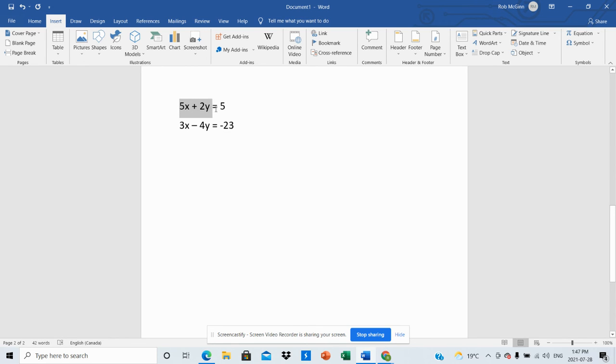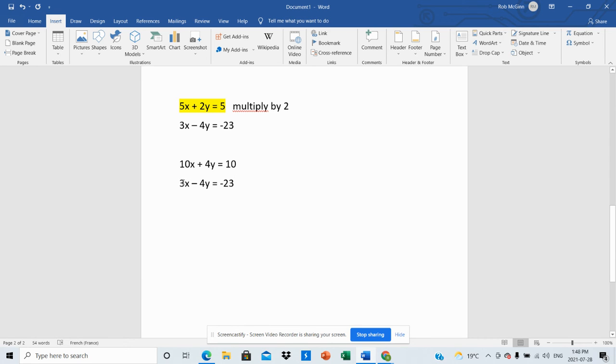We're going to just take this one right here, and we're going to multiply by 2. So then what we're left with, when we do that, is 10x plus 4y equals 10. Remember, multiply both sides of your equation by 2. Otherwise, you're fundamentally changing the equation. And we still have 3x minus 4y equals minus 23 as our second one.